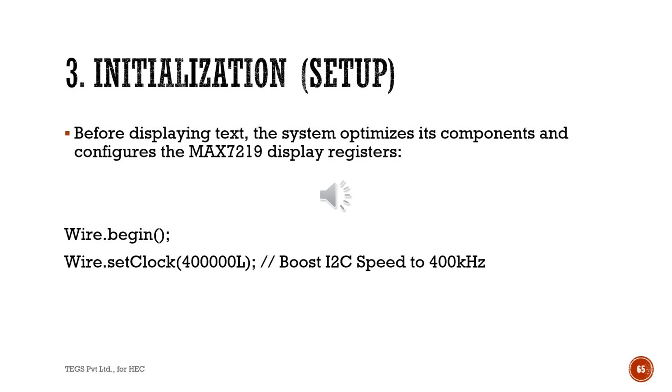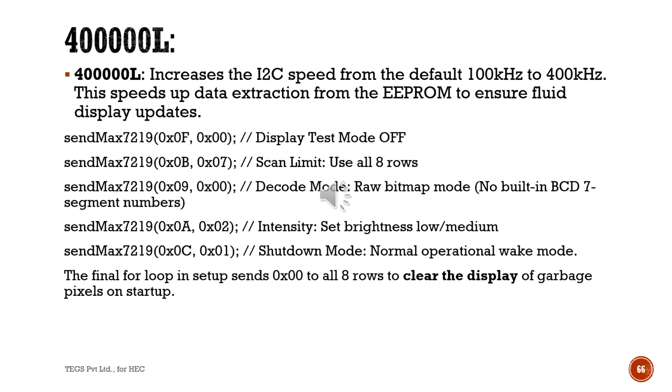Before displaying the text, the system optimizes the components and configures the MAX7219 display registers with the code given below. Understanding the 400000L command. The 400000L command increases the I2C bus speed from the default 100 kHz to 400 kHz. This speeds up the data extraction from the EEPROM to ensure fluid display updates. The following are the codes given in this section.